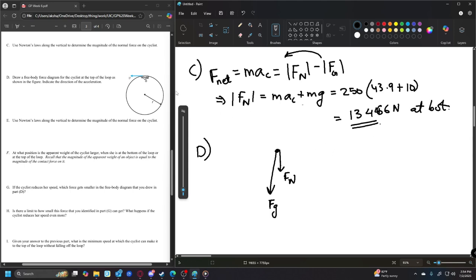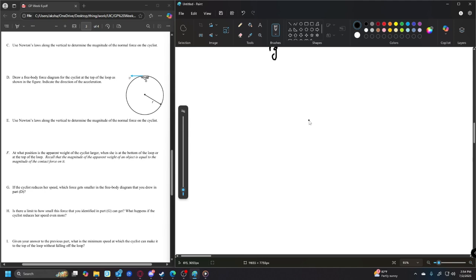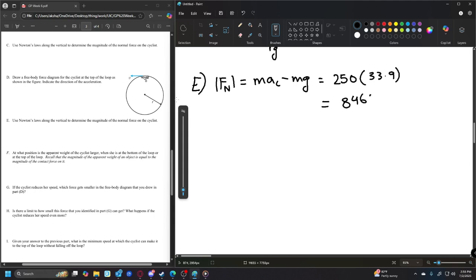And so based on this, we have question number E, which is the same question as part C. But now, since the direction is opposite, we have our Fn as m a_c minus mg, which is equal to 250 times 43.9 minus 10, which is 33.9. And solving for this gives us a value of 8,466 newtons, I think. Yeah, 8,466 newtons at the top.